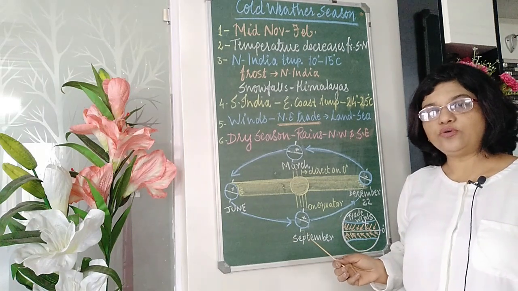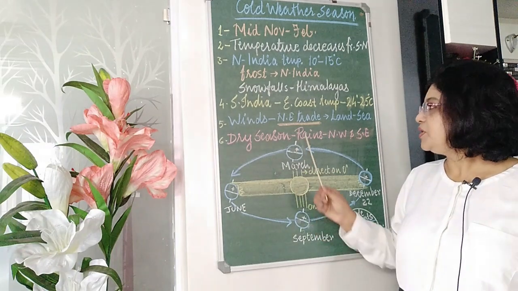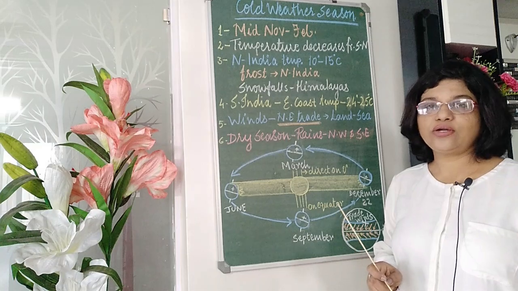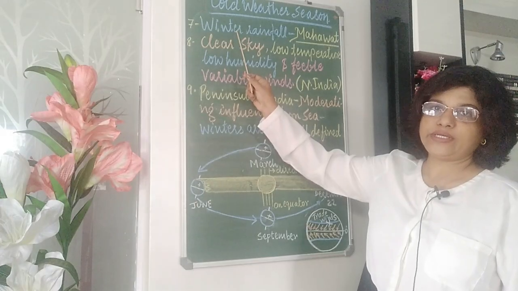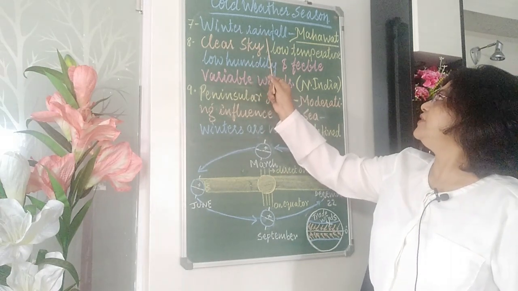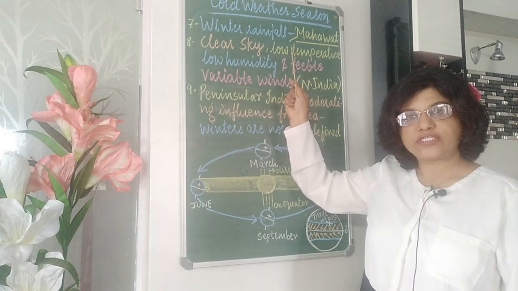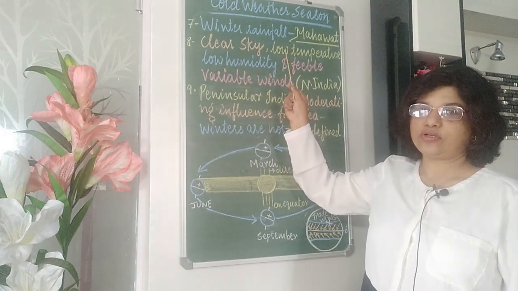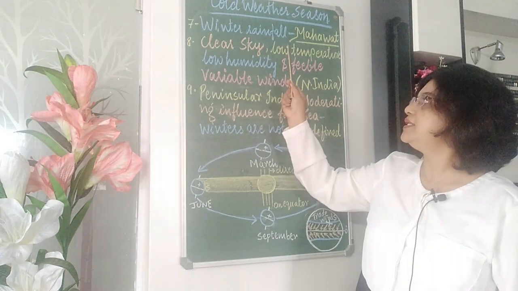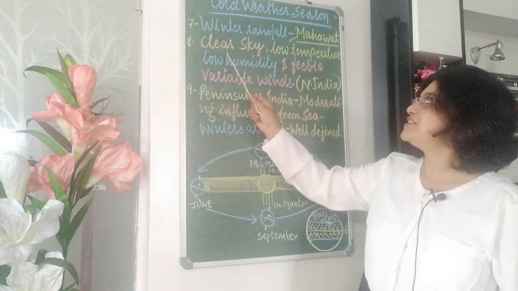Now, I will explain what the important terms related to the winter season are, and then we will proceed towards the next season, which is the hot weather season. Continuing, the seventh important characteristic is the winter rainfall, which is called Mahavat locally. The rainfall which occurs during the winter season in the northwestern part of India is known as Mahavat, although the rainfall is very less.